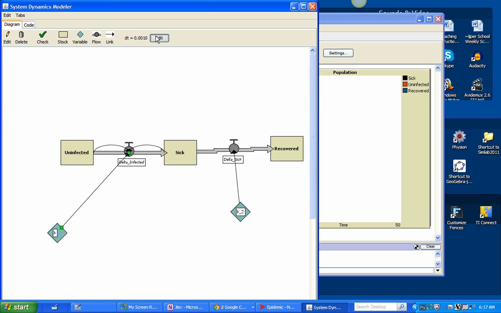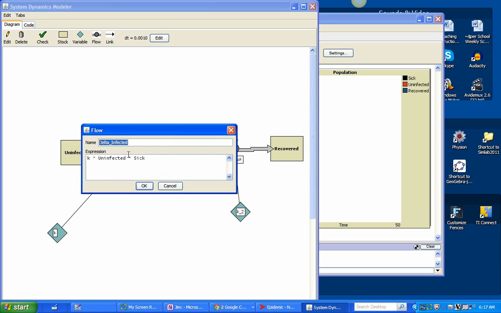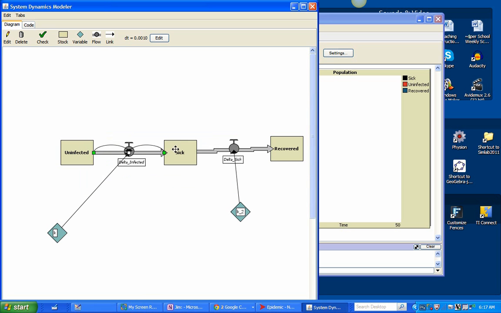You can see K times uninfected times sick gives us the rate of change of infection, because the more sick people you have, the greater the infection. But also the more uninfected people you have, the greater the infection, because there are more people for the sick people to bump into. And eventually both of these populations, we hope, would go down. And then the sick people, they eventually get well.